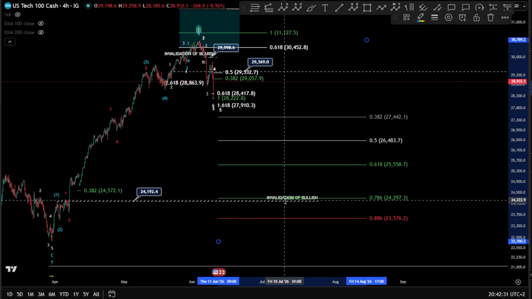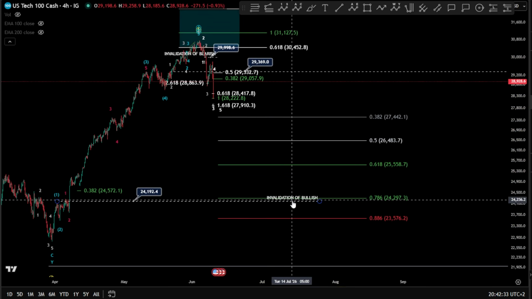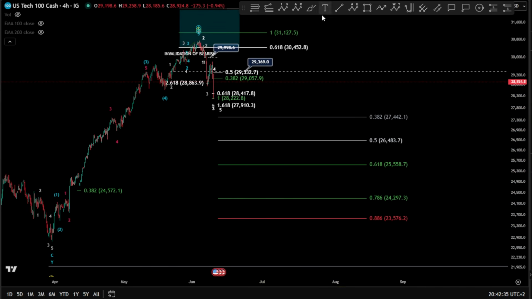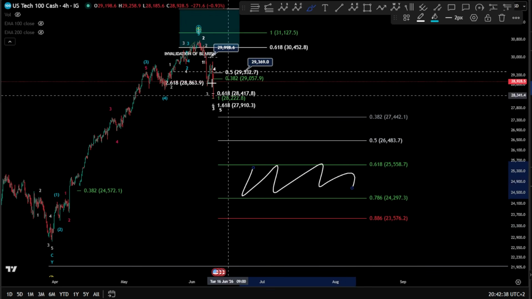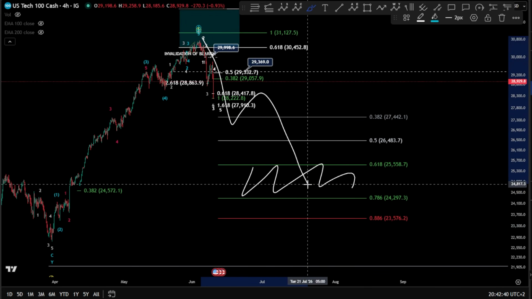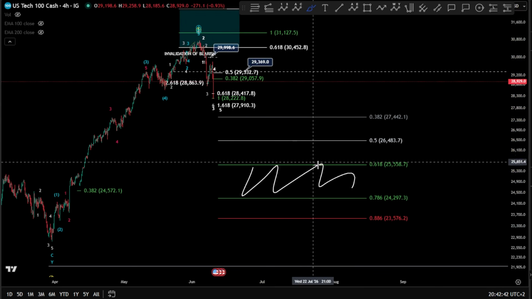So 24K, and I believe that this might be a very likely scenario here. Let me remove this. So this invalidation is done. Basically, this area is very likely because of the impulse, guys. A, B, and a C, the highest probability there.